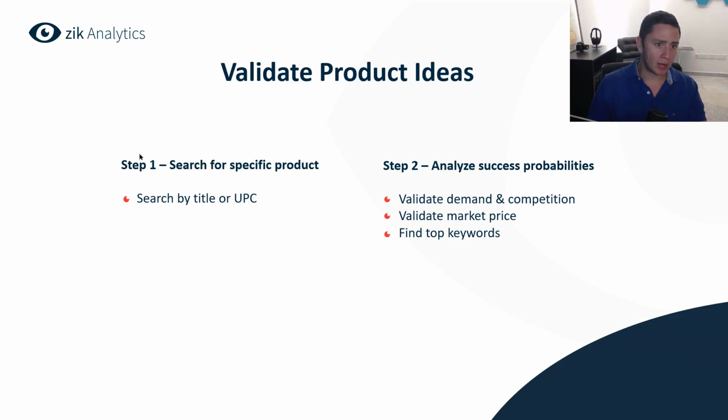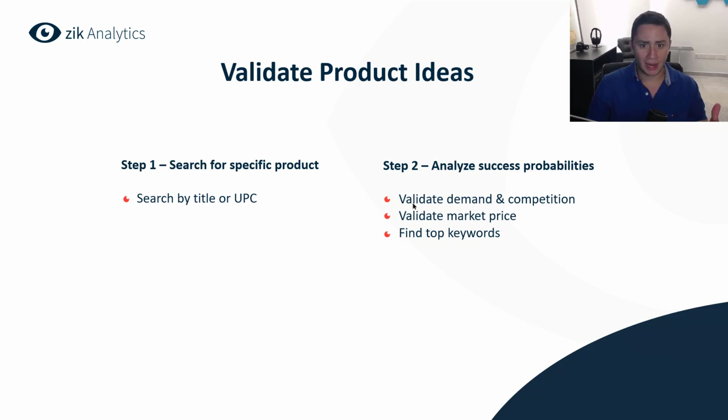So step number one is search for a specific product. You can search on the product research by title or UPC or any other product identification like EAN, MPN, etc. Step number two is analyze success probabilities. Look, dropshipping is a game of probabilities. You always want to list products which you have a higher probability to sell, okay? There is never certainty, it's never 100%, but you want to go with the best probability, so you will increase your chances to be successful.